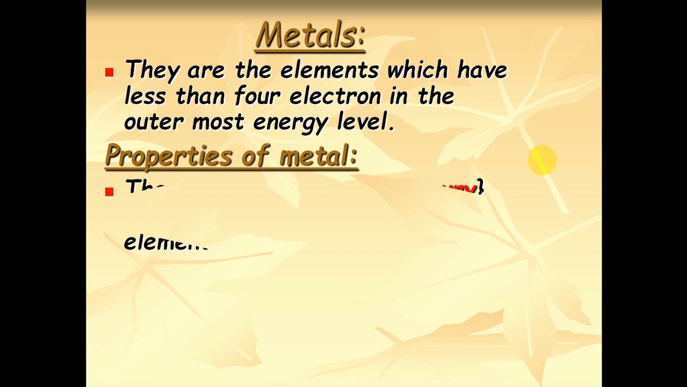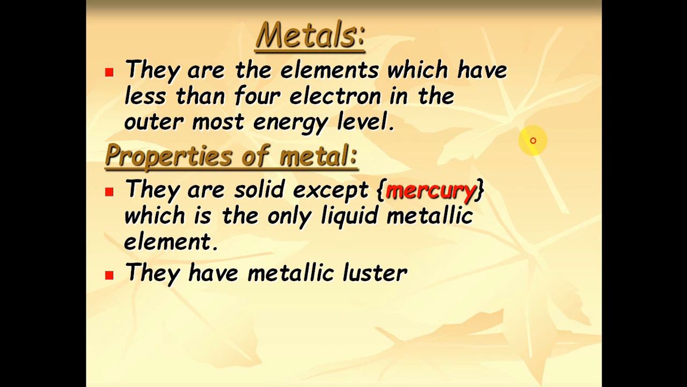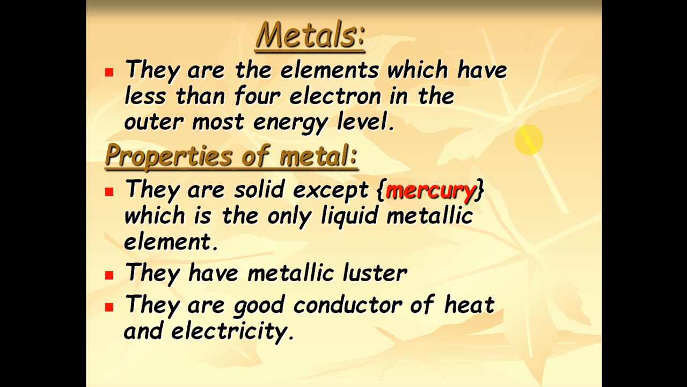Properties of metals: they are solid except mercury. Mercury is the only metal that is liquid at room temperature, the only liquid metallic element. They have metallic luster, which means they are shiny. They are good conductors of heat and electricity.